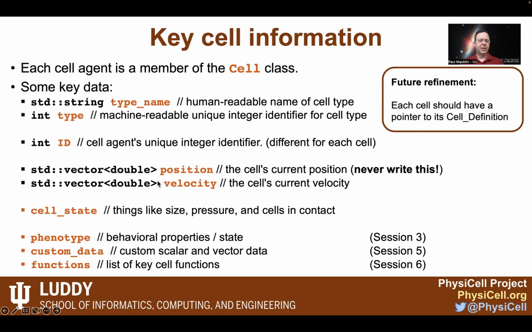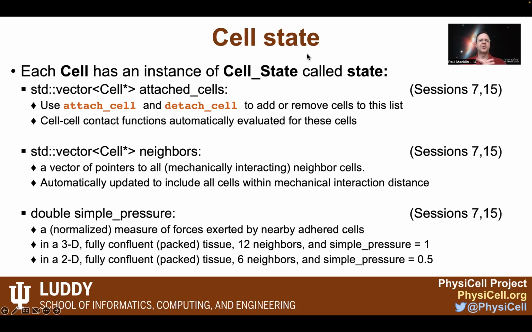And then there's another vector called velocity to say which direction we're moving. And then you have the cell state as an object, the phenotype, custom data, and then a list of functions that act upon the cell. And we'll be talking about those a lot more tomorrow. So it's where this is all going. Each cell has an instance of the cell state called state, which we'll talk about in a moment. In particular, there's a vector of cell pointers called attached cells, and you use the methods attach cell and detach cell to easily add or remove cells from that list. And we'll talk a bit more about that tomorrow and Wednesday.